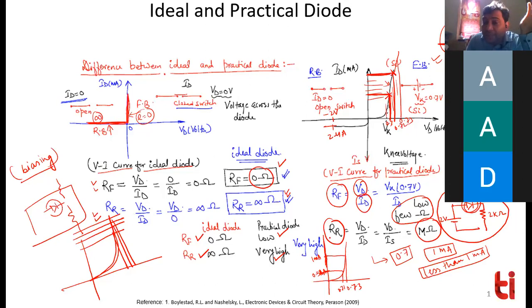Definitely it will be 1 milliampere and 0.73 volt, because this diode is in forward bias. इसमें 0.7 से ज्यादा voltage लगा हुआ है. So definitely it will conduct. How much it will conduct? Depending upon the resistance. What is the resistance value? It's 2 kilo ohm. So definitely the current is going to be 1 milliampere.